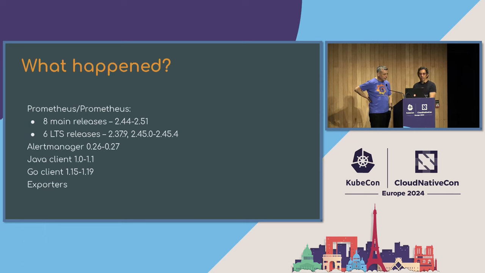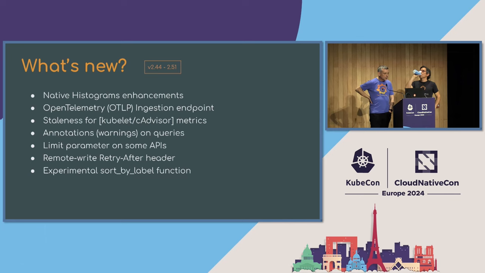The Prometheus project is not just Prometheus, the metric store. The Alertmanager and the Java client declared 1.0 with a pretty big re-architecture. The Go client had very many releases, and all the exporters I mentioned earlier also got released many times in the last year. More specifically, native histograms, I've got a slide about that in a second. We have an experimental OpenTelemetry ingestion endpoint. Who was at the talk previous to this about OpenTelemetry? Okay, a couple of people. So you need to tell me what they said, because I didn't go to that one.